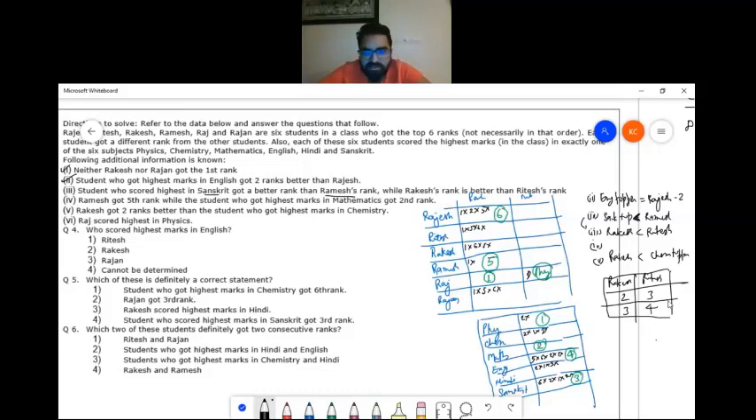Ramesh got 5th rank while the student who got highest marks in maths got 2nd rank. Theek hai. Rakesh got 2 ranks better than the student who got highest marks in chemistry. So if chemistry is 5, Rakesh will become 3. If chemistry is 6, then Rakesh will become 4. Rakesh cannot be 4. Rakesh has to be rank 3. 2 to aa nahi sakta Rakesh ka. So I need to put chemistry at 5, Rakesh at 3, Ritesh at 4, Rajan at 2. If I put chemistry at 5, Hindi is at 6.